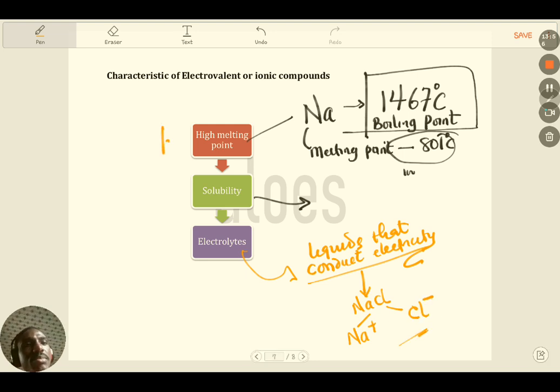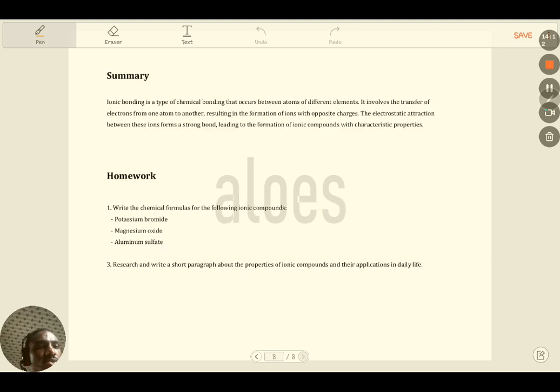Number 1, high melting and boiling point. Number 2 is the solubility. They readily dissolve in water. And number 3, they form electrolytes. Okay, and next we look at the summary.